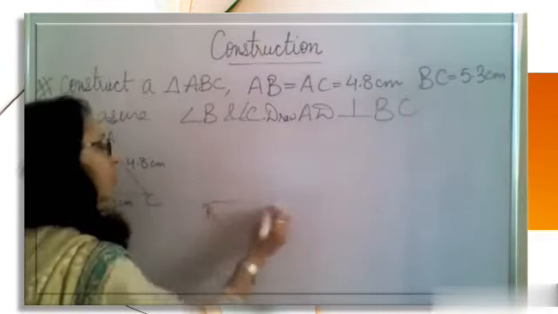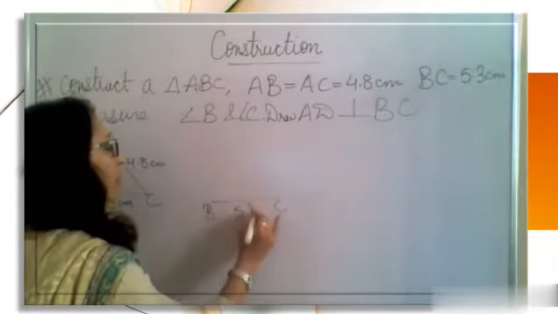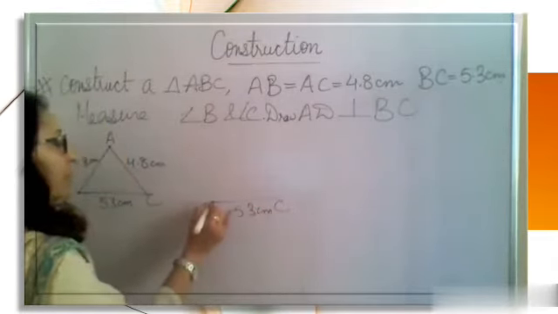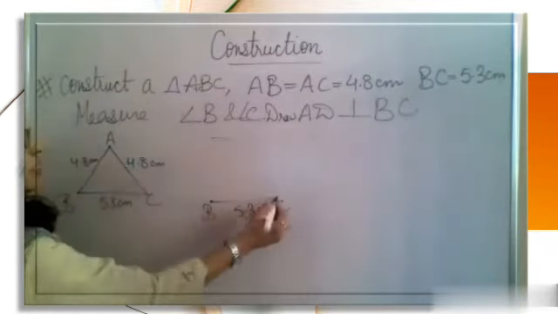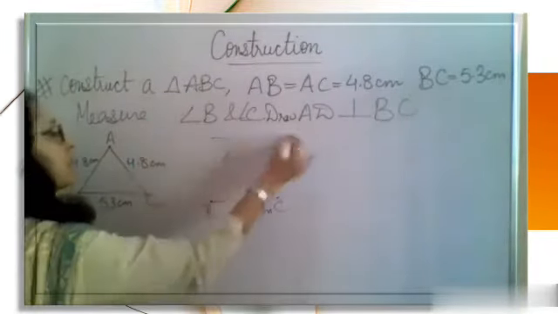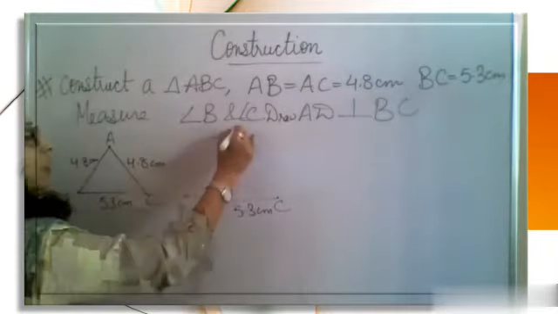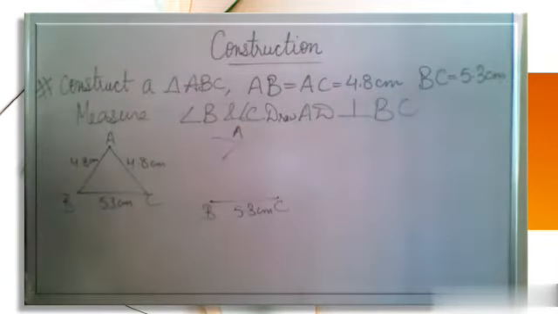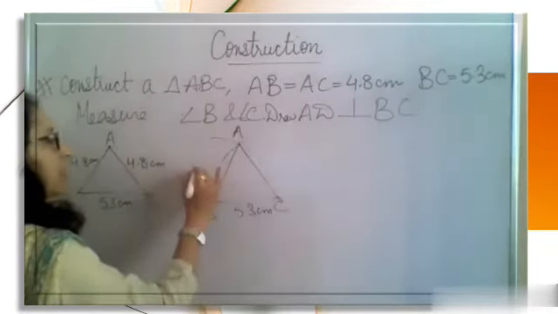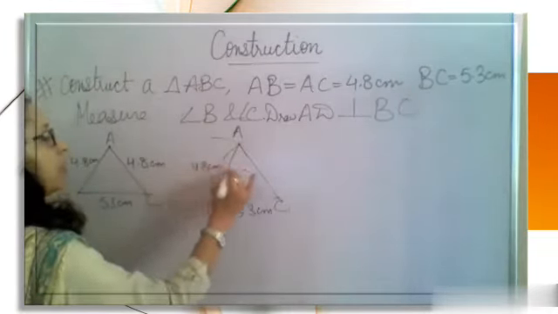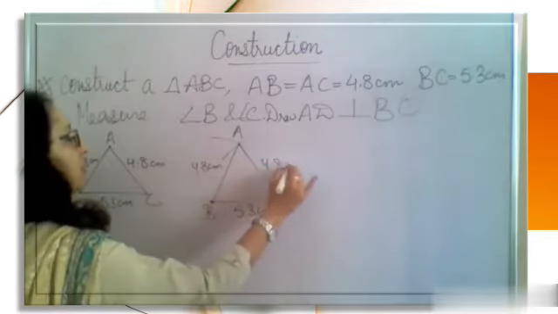First I will draw BC equal to 5.3 centimeter. With B as center and radius 4.8, draw an arc. With C as center and same radius, because this is isosceles, 4.8, 4.8, which cut previous arc at A. Join AB and AC. This is 4.8 centimeter and this is 4.8 centimeter.